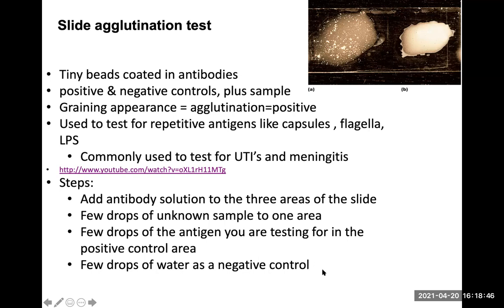So all 3 will have the antibody, but only the ones that you give the antigen to will be positive. Of course, your unknown sample could be positive or negative. And again, you always want to have a negative and positive control: 1, to make sure your supplies are good, your test is valid, and 2, so you know how to interpret your results. What does a positive look like? What does a negative look like?